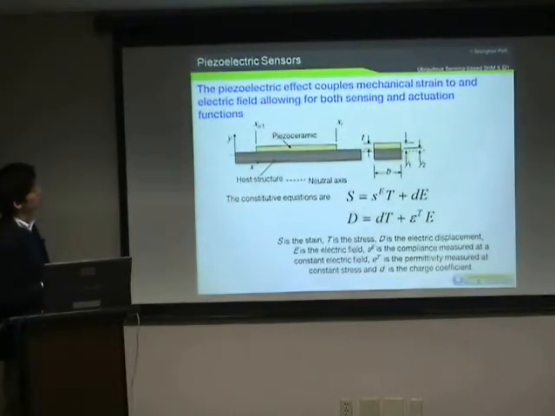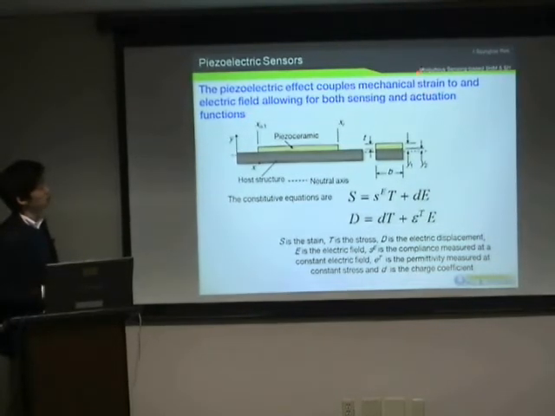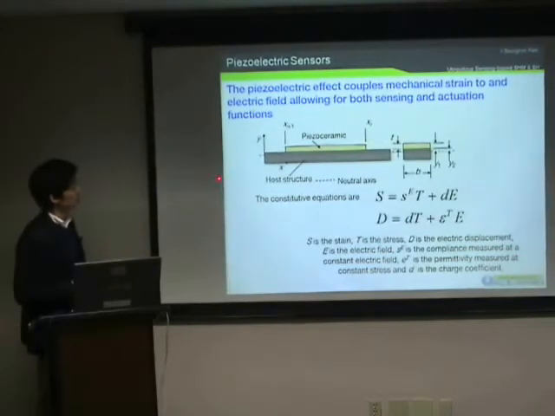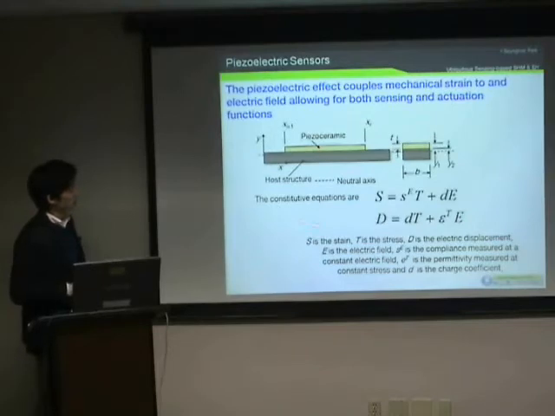As you can see here, piezoelectric sensors have a unique molecular property. We call it piezoelectricity. The piezoelectric effect couples mechanical strain to an electric field, allowing for both sensing and actuation functions. This is the constitutive equation, as you can see here. So these are the strain term and the stress term. This is for general material, but piezoelectric material has another electrical term, as you can see here. So they have a coupling effect between the mechanical field and the electrical field.